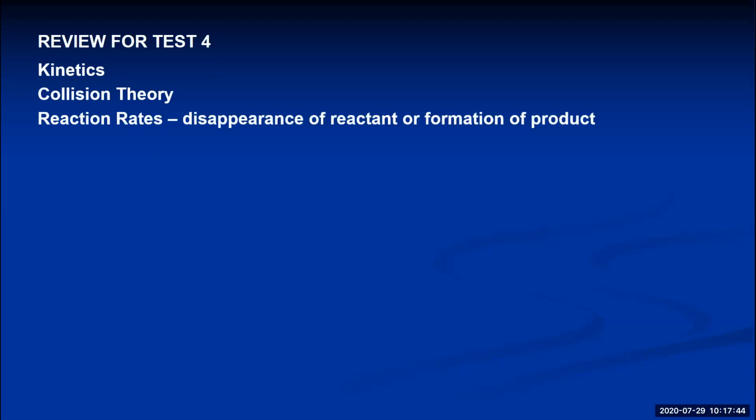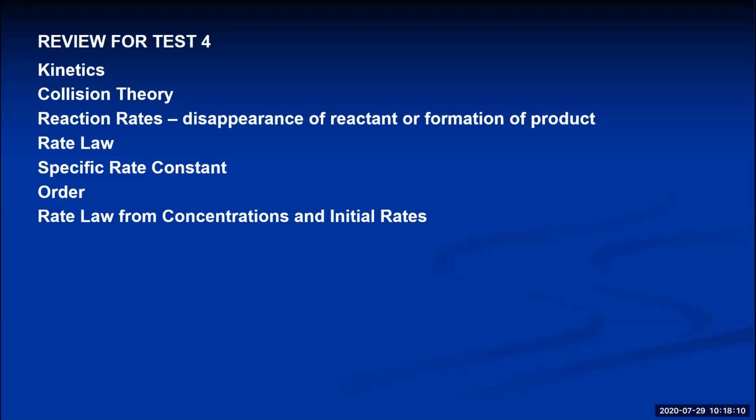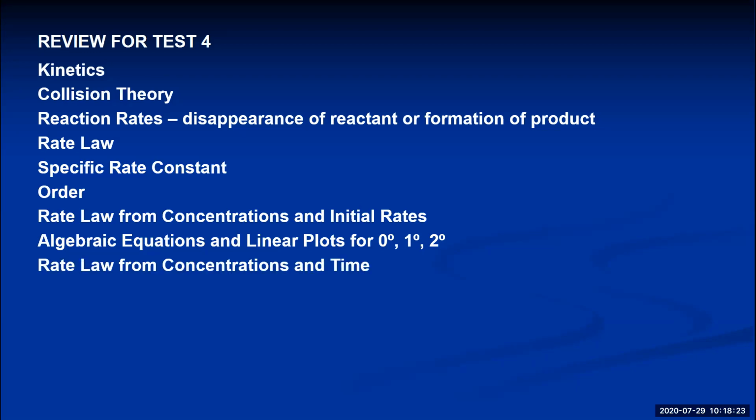Our last chapter was on kinetics. You should definitely understand collision theory. And we talked about how you measure the rate of the reaction, either by the disappearance of a reactant or the formation of a product. And if you write an algebraic relationship showing how the concentrations of the reactants affect the rate of the reaction, we call that a rate law. The constant in the rate law is called the specific rate constant, and the exponent to which each reactant is raised is called its order. I would like you to be able to calculate rate laws from concentration and initial rate data. That was homework 4D. I would like you to know the algebraic equations and linear plots for zero order, first order, and second order, and then be able to determine a rate law from concentrations in time, which was homework 4E.